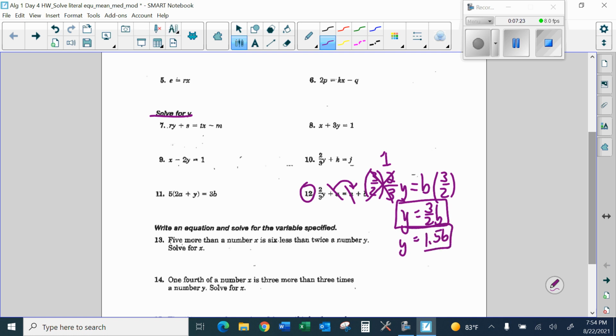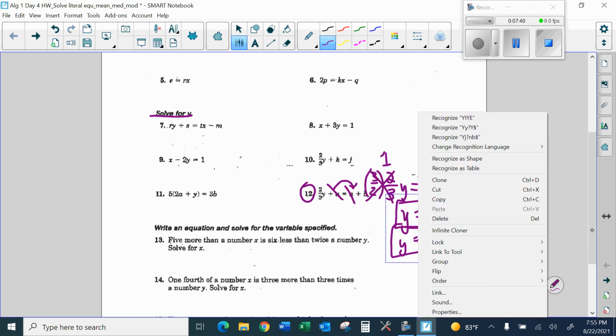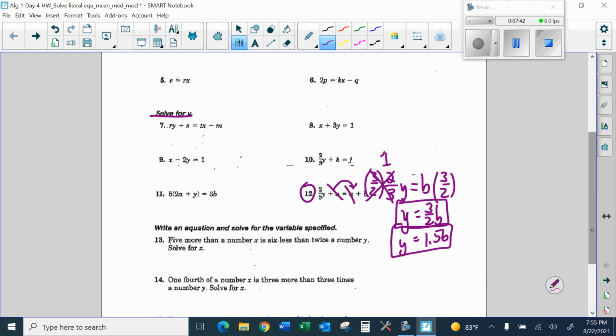Okay. So sometimes in the DCAS, don't forget at the end of the year, they say, okay, identify all the equations that are true. So one might be written as a fraction, 3/2 b, another might be written as 1.5 b. You need to know that they're the same thing. So you need to be able to convert between fractions and decimals, just so you know that. Okay.